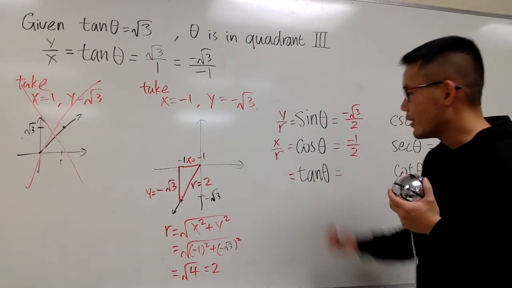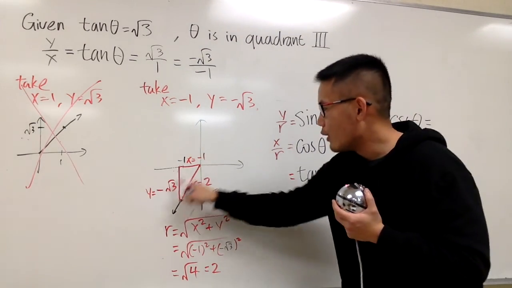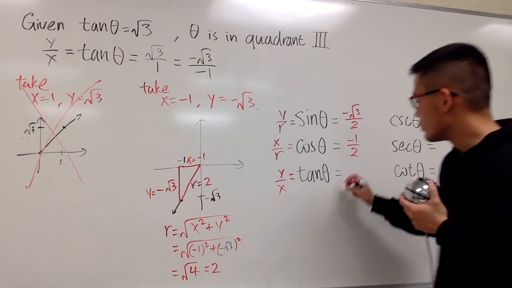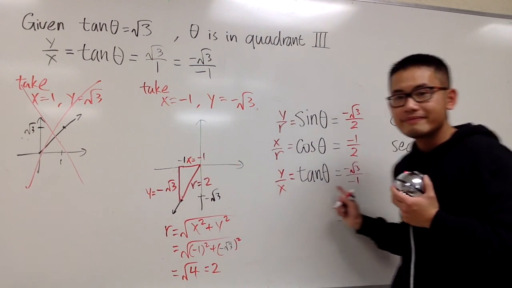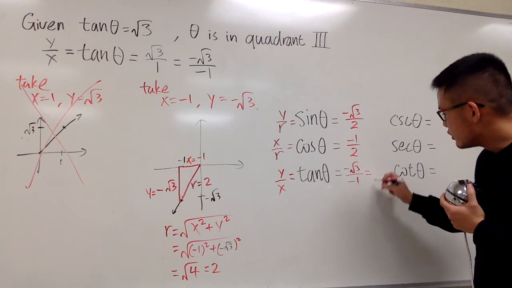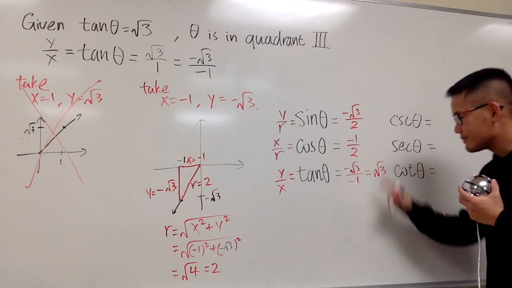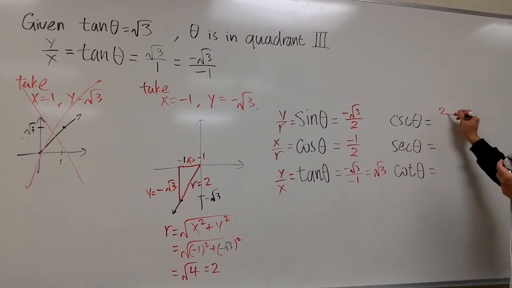Tangent theta, well, let's just do this from the picture. It is y over x, so let me put that down first. Which is negative square root of 3 over negative 1 for the x. And we can simplify this a little bit. We can write this as square root of 3, positive at the end, right? Divide this out. All right, cosecant theta is the reciprocal of that, 2 over negative square root of 3.